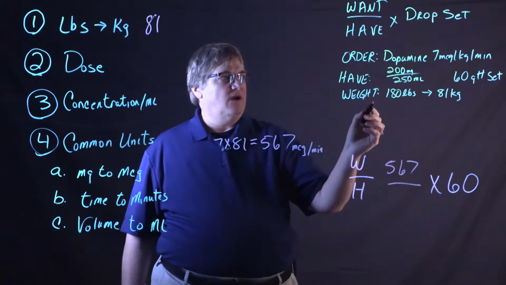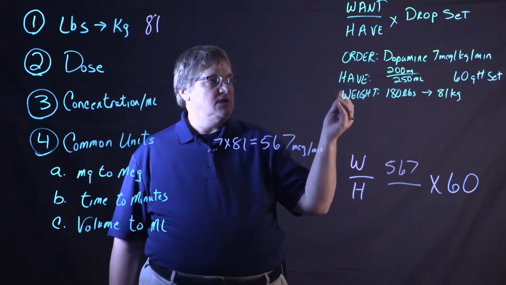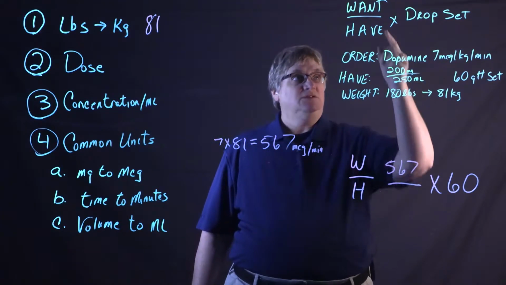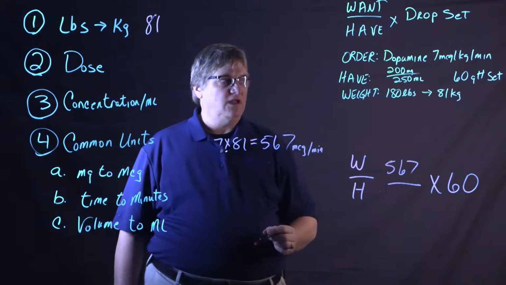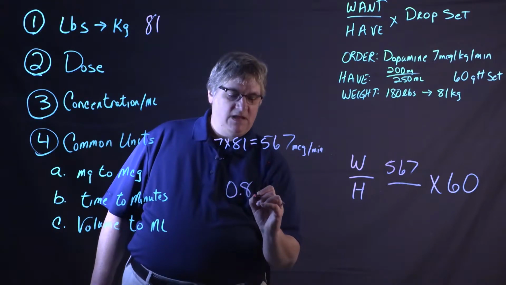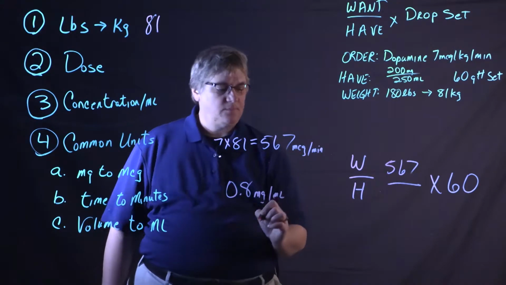Now I have to figure my have. I have a concentration mixed of 200 milligrams in 250 milliliters. Just like up here, I'm going to divide. So 200 divided by 250 is 0.8. What that means is 0.8 milligrams per milliliter.